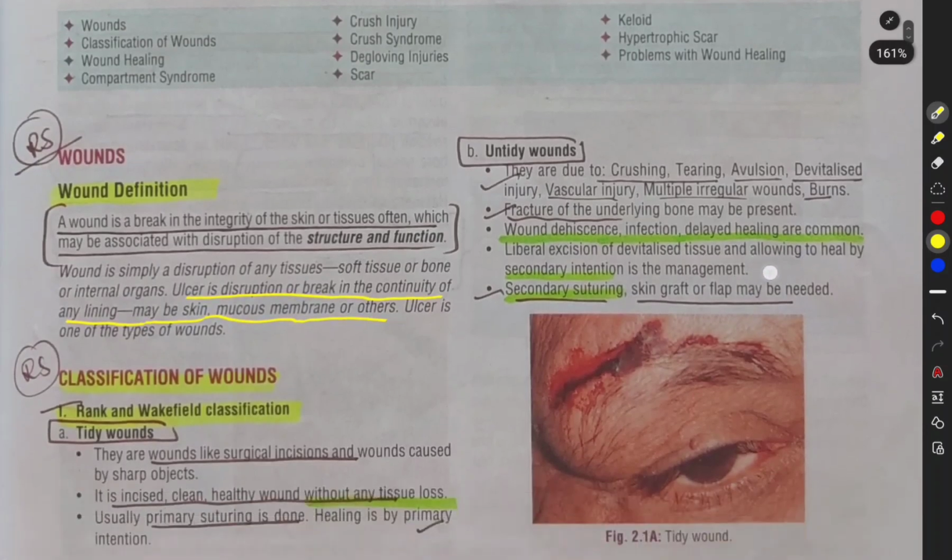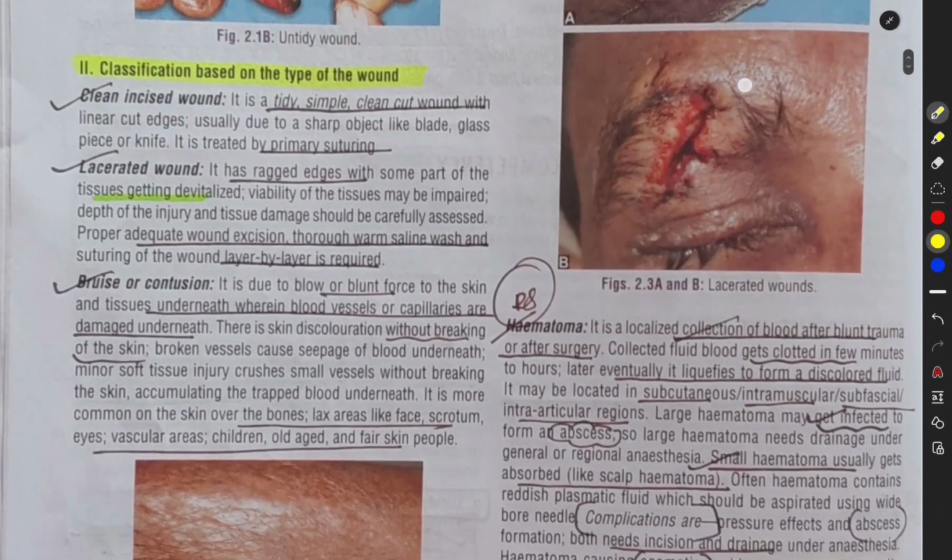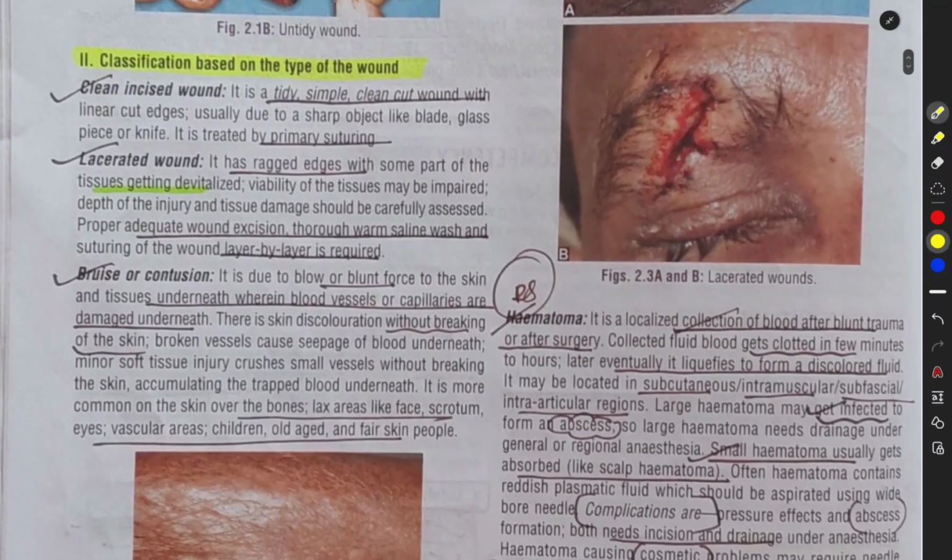So Rank and Wakefield classified wounds into tidy and untidy wounds. Tidy wounds are simple surgical incised wounds, whereas untidy wounds are due to tearing, crushing or avulsion. For tidy wounds, primary suturing is needed, whereas untidy wounds need secondary suturing and secondary intention is the healing method. Then comes the second classification, which is type of wound.